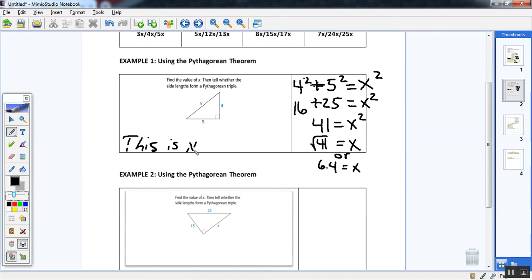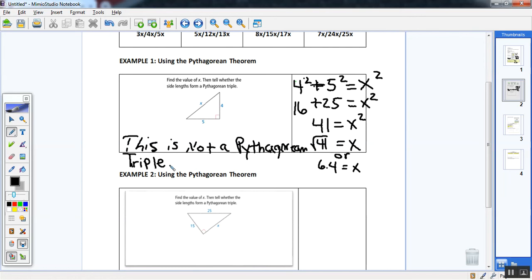This is not a Pythagorean triple, kids. Okay.